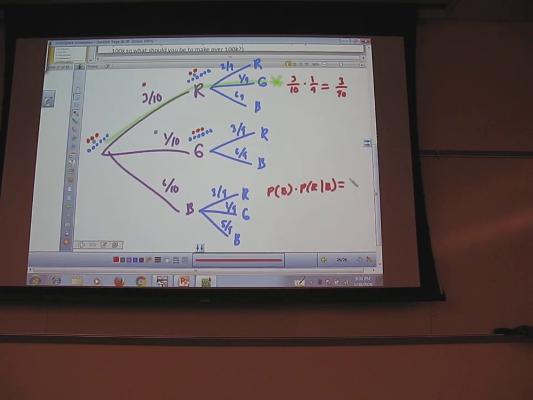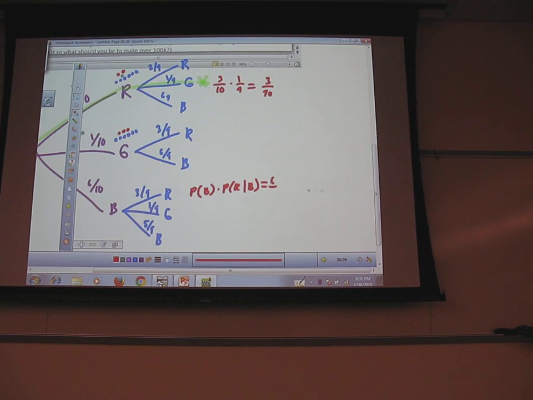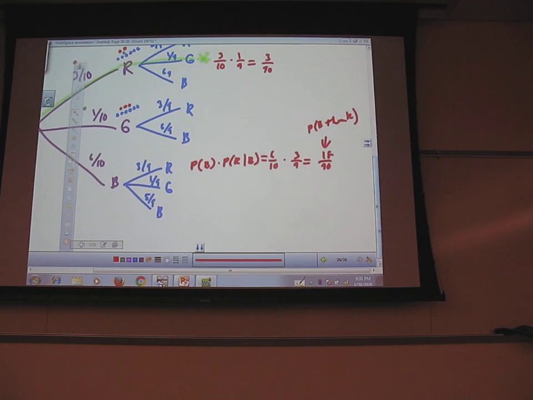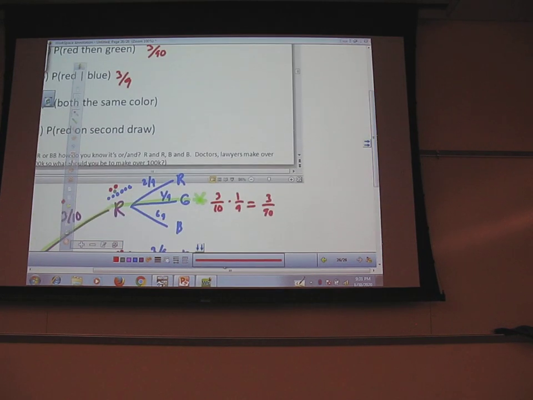So that equals 6 over 10 times 3 over 9, 18 over 90. This is the probability of blue then red. Okay. Alright, so then the next question was, the probability they're both the same color.